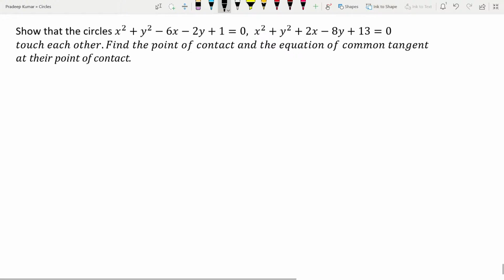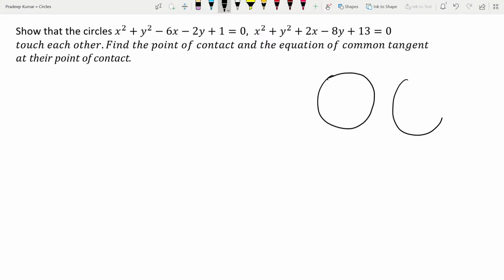So suppose this is the first equation of the circle, I can say this is the first circle and this is the second circle. So the first equation is representing the first circle and the second equation is representing the second circle. The question is asking us to identify whether these two circles are touching or not. If they are touching, then we should also find out whether these two circles are touching externally or internally.